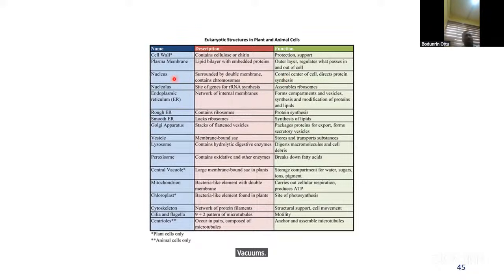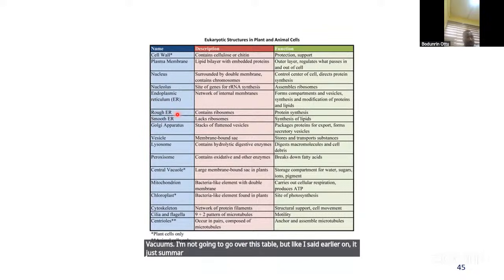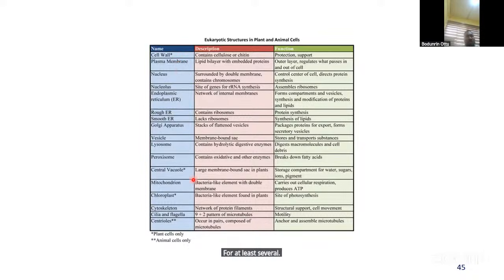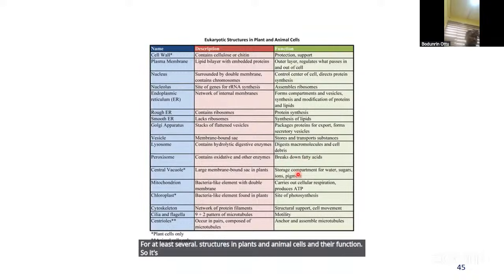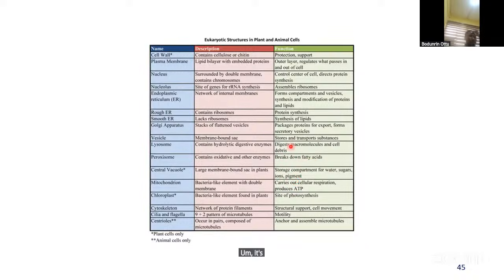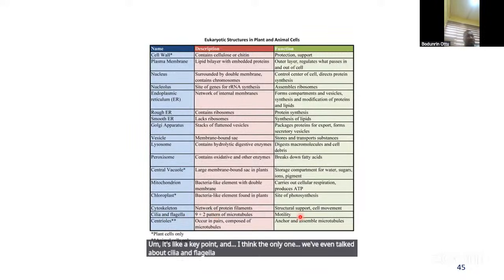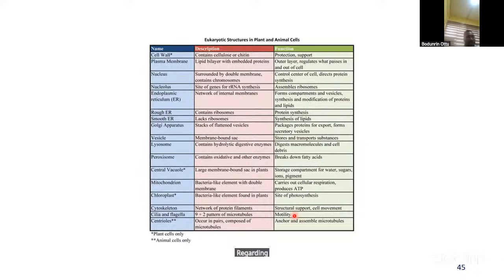I'm not going to go over this table, but like I said earlier on, it just summarizes. I saw it recently, and it lists several structures in plant and animal cells and their function. So it's like a key point, and I think the only one we've talked about is cilia and flagella, regarding motility, and I told you that they have.